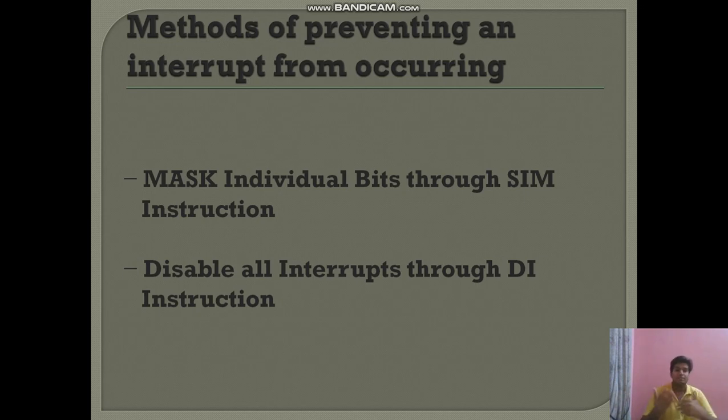So what is the difference between masking and disabling? By masking we can only stop particular interrupts. But by disabling, we can disable all the interrupts globally. No interrupt can occur if we disable them, except one, as we'll study. Either with DI or masking, that one is TRAP. TRAP is the highest priority interrupt and it cannot be stopped. If it occurs, the microprocessor has to service it.